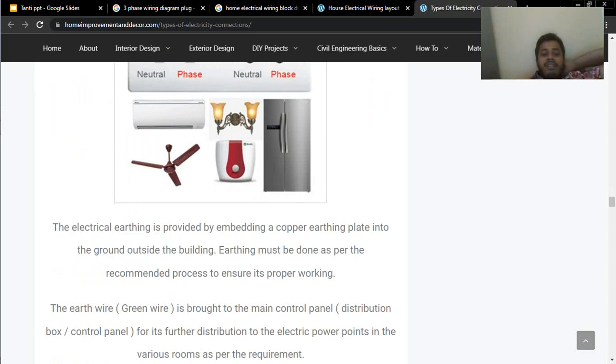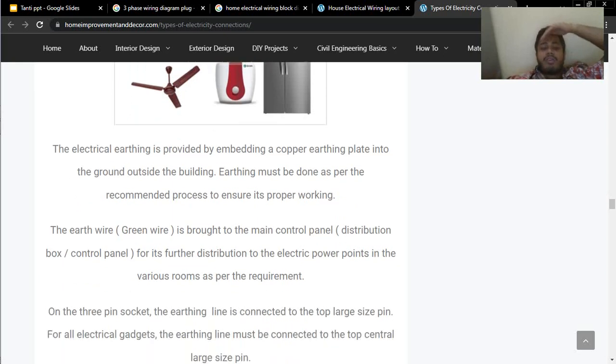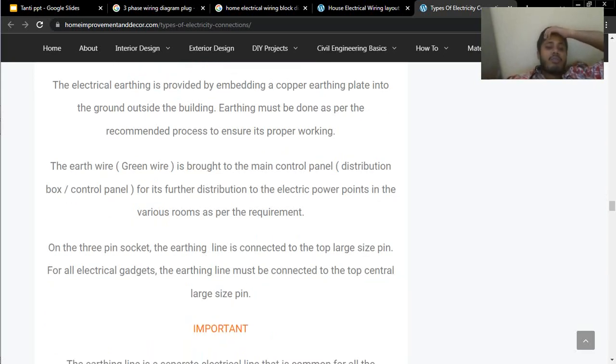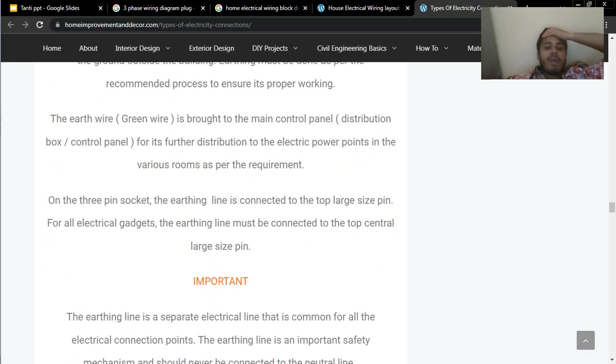The electric earthing is provided by embedding a copper earthing plate into the ground outside the building. Earthing must be done as per the recommended process. We use charcoal and salt in that process to ensure proper working. The earth green wire is brought to the main control panel and distribution box for its further distribution to the electric power points in the various rooms as per the requirement.